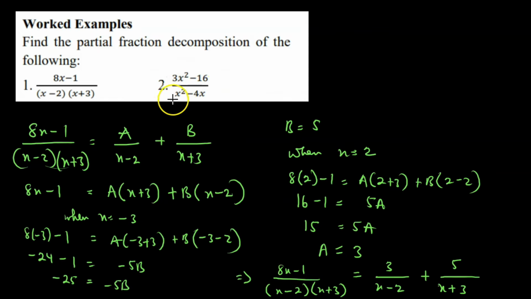So let's go to the next example, which is 3x squared minus 16 all over x squared minus 4x. So with the second example, we are to write the partial fraction for this expression. So before we do so, we need to actually consider what type of denominator we are having. But before that, you should note that before you can write a partial fraction, the rational function must be in a proper rational function form.